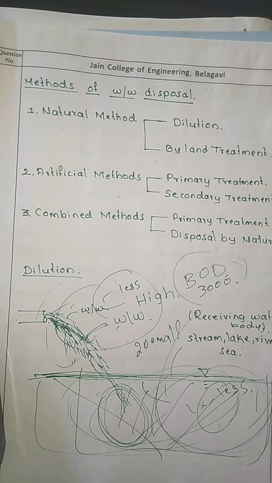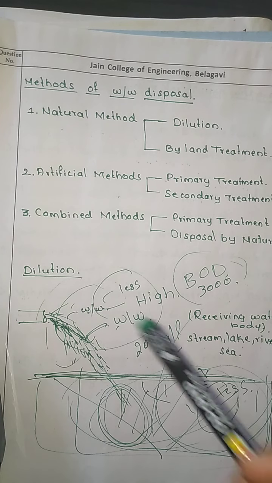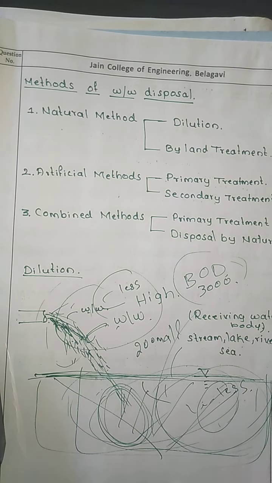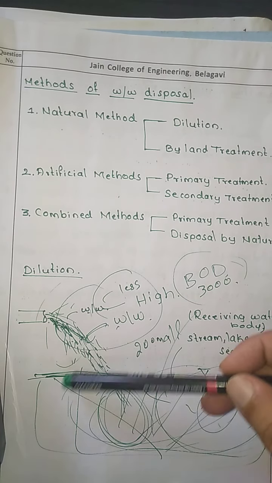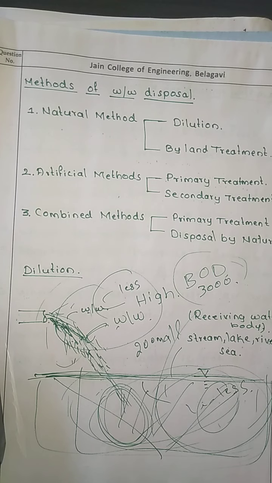This is nothing but called dilution. The lesser quantity of wastewater you mix with a large quantity of receiving water body, so that the concentration of the wastewater is reduced after mixing with it. That is nothing but called dilution.